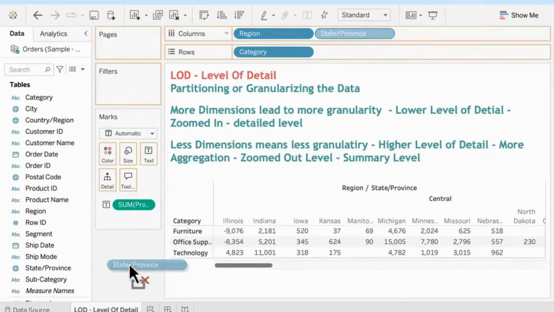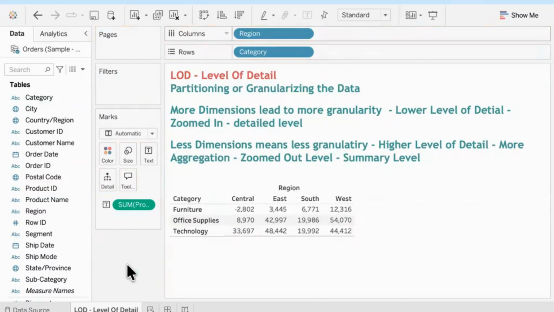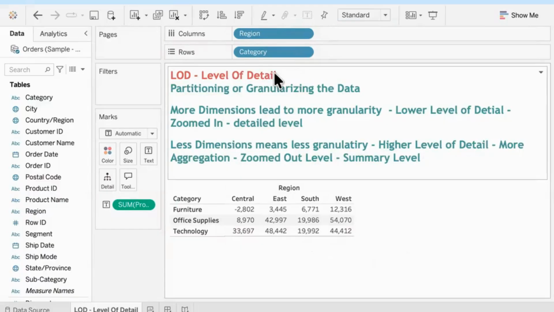And as we keep removing the dimensions, we are going at a zoomed out level, or a higher level of detail where there's a lot of data to be aggregated. So the dimensions used to create the chart control the granularity of the data, or the level of detail at which everything is presented in the graph. Okay, at which the calculations happen, the aggregations happen, the chart designing happens. So the dimensions control the level of detail. Now, what if you have to present the data at a level of detail which is different from your graph? Sounds crazy, right? That is exactly the concept of LOD.